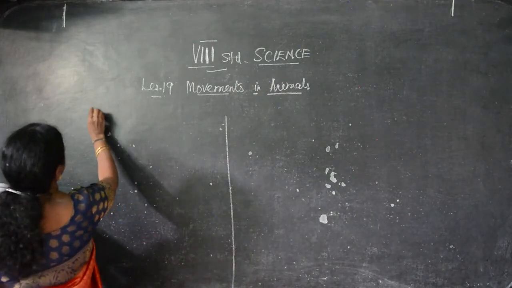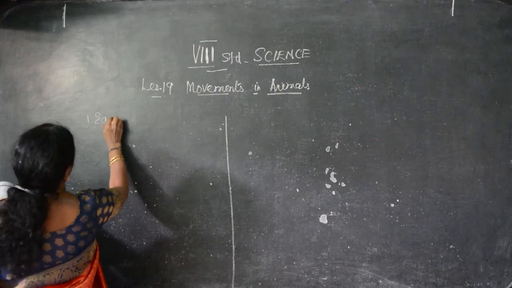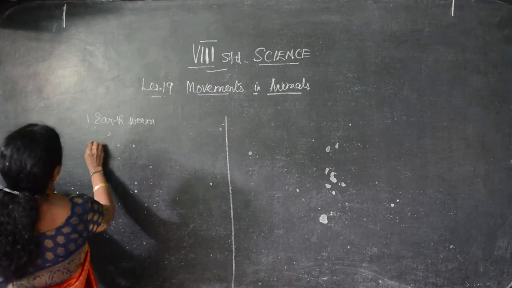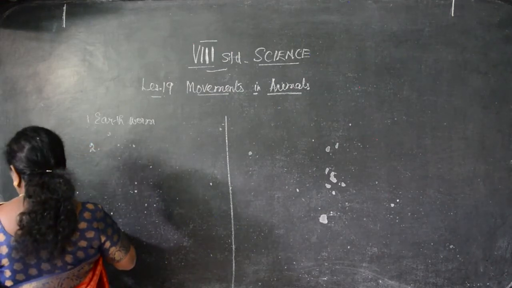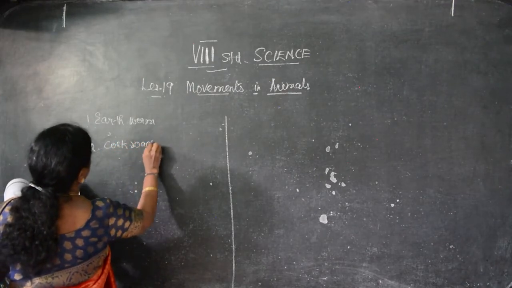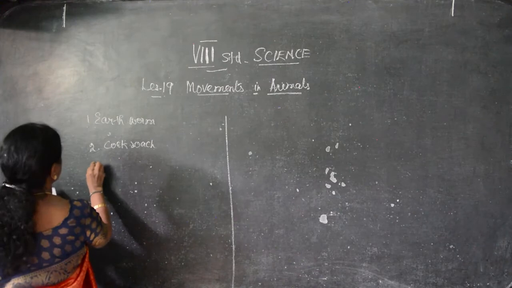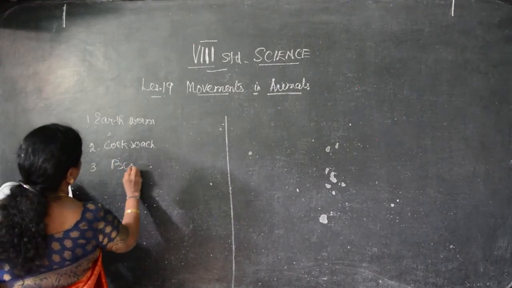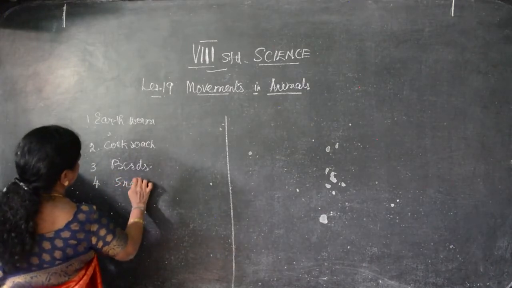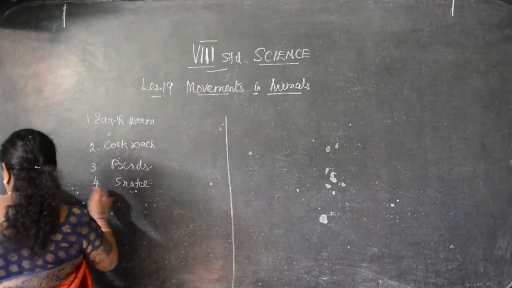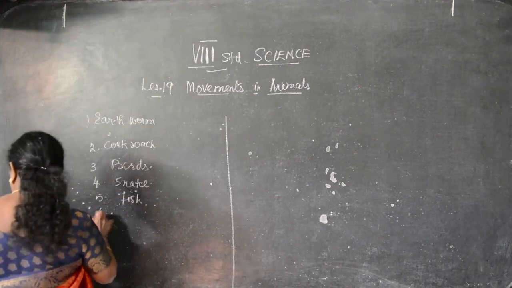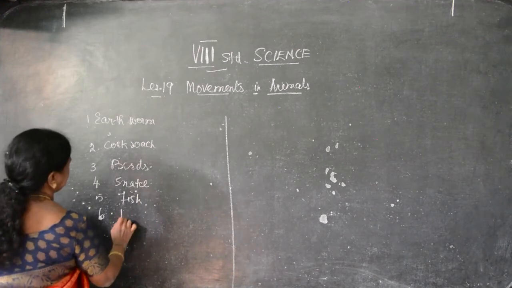Earthworm, this is invertebrate. Cockroach, this comes under vertebrate. Birds, this is also vertebrate. Snake, it comes under invertebrate. Fish, it is vertebrate. And human.